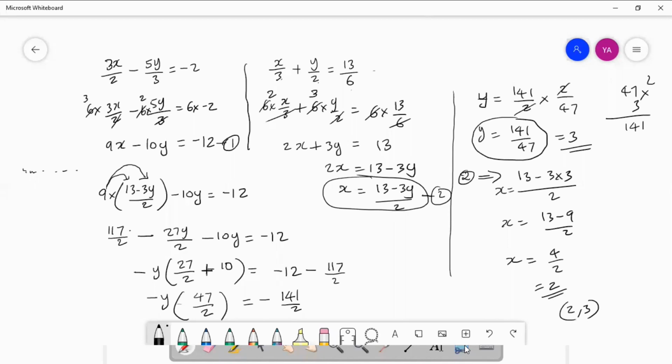Is it consistent, dependent, or inconsistent? Consistent, because there is only one solution. So the graphs will be intersecting, and the intersecting point will be (2, 3).